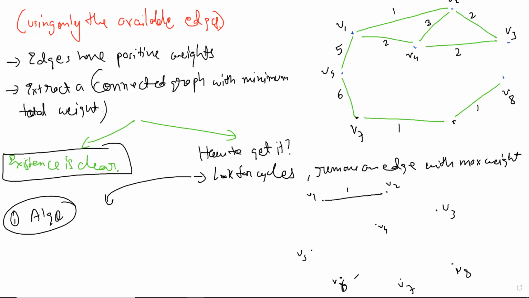I will see if it makes a cycle or not. If it doesn't make one, I will add it. This is also the most obvious algorithm. Even if you write it, the algorithmic version is also just very obvious to write. So at each stage, the minimum possible edge will come in. So they're coming in ascending order, obviously. And I will add them as long as they don't make a cycle.